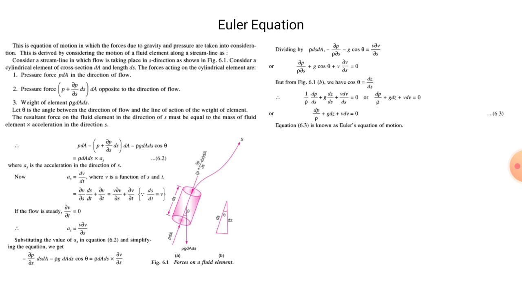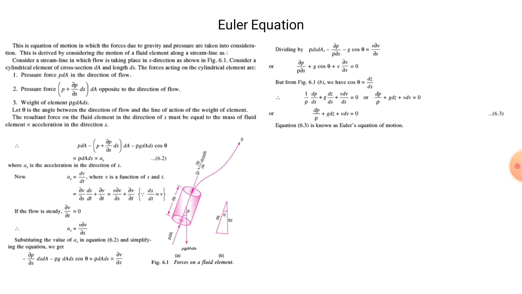Next, Euler equation. This is the equation of motion in which the force due to gravity and pressure are taken into consideration. This is derived by considering the motion of a fluid element along a streamline. Consider a streamline in which flow is taking place in the S direction as shown in the figure. Consider a cylindrical element of cross section dA and length ds. The forces acting on the cylindrical element are, first, the pressure force P dA in the direction of flow, refer to figure A and B.